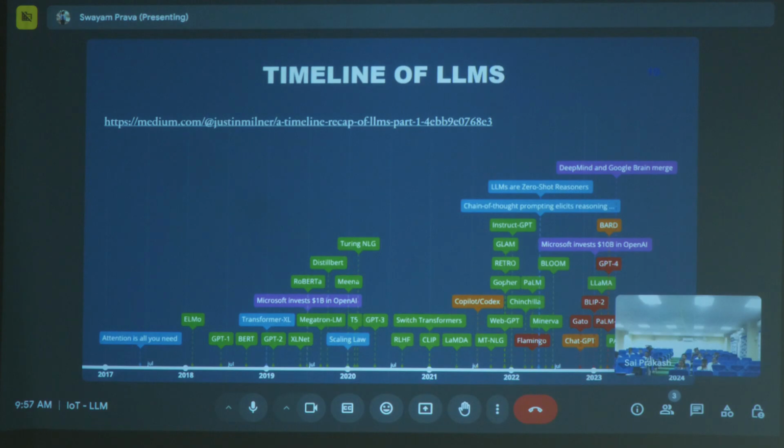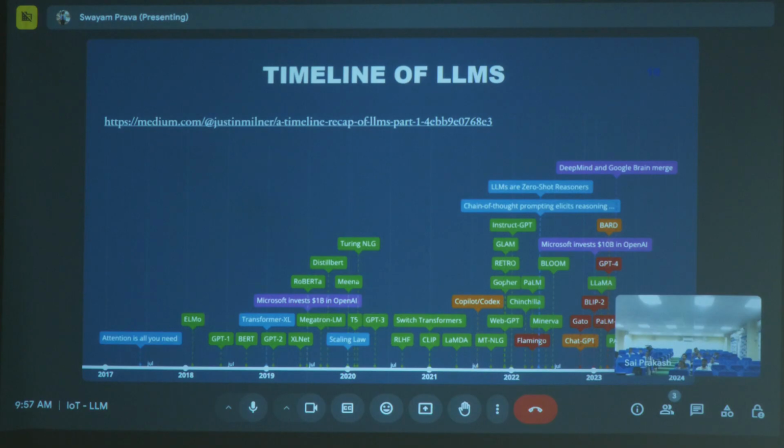Then in 2018, we see the introduction of some really pivotal models. First, we have ELMo, which introduced contextual embeddings. Then we have GPT-1, which was released by OpenAI. And finally, Google released BERT, which significantly advanced NLP tasks like question answering and classification.